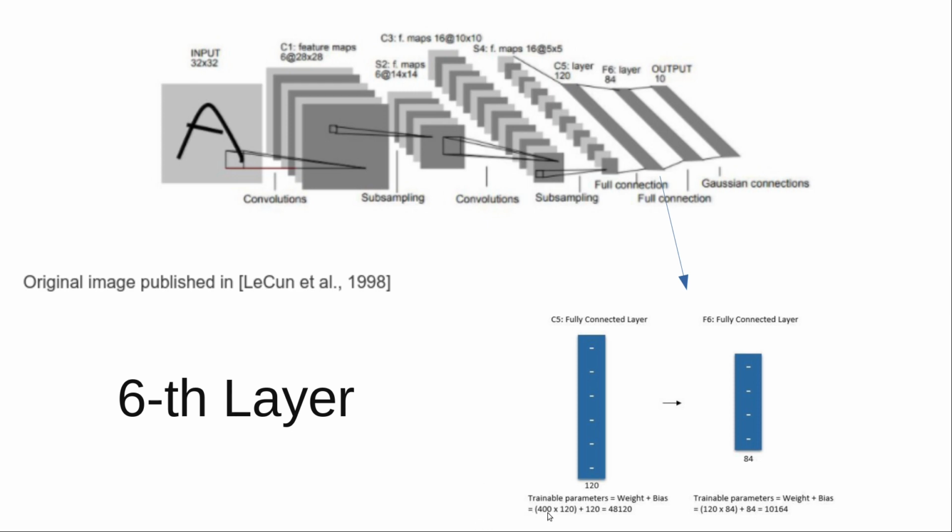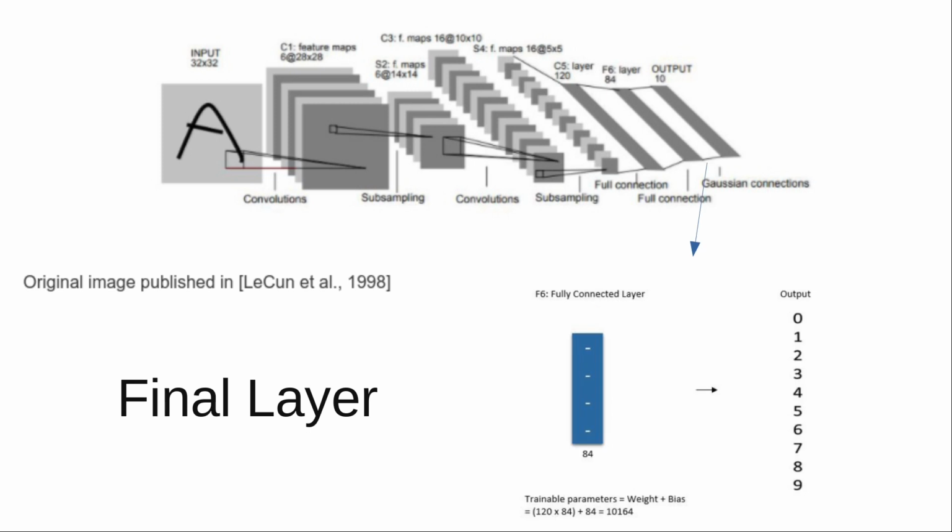This is also a fully connected layer with 84 units as output channel. So from the previous layer, I get these trainable parameters, which was 48,120. And then the trainable parameters of the sixth layer will again be weight plus bias, which will be 120 multiplied by 84 plus 84 bias, giving me 10,164 total number of parameters. And finally, there is a fully connected softmax output layer with 10 possible values corresponding to the 10 digits 0 to 9 of the MNIST data set.